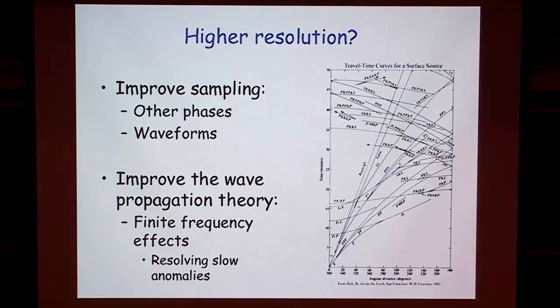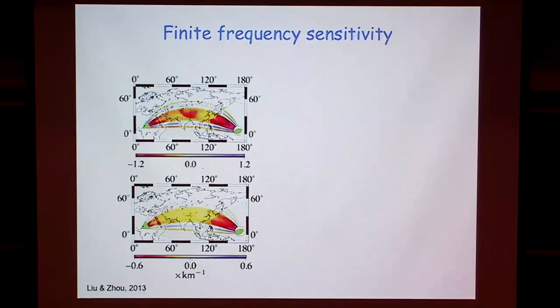So what are finite frequency effects? I borrowed this from Ved. He gave me this slide showing that when you have a wave propagating between a source and a receiver, it's not just sensitive to the infinitesimal path, but it's sensitive to a broader region depending on its frequency. If it's longer period, it's going to be sensitive to a wider band around. And this brings up the question of how do we resolve slow velocity anomalies.